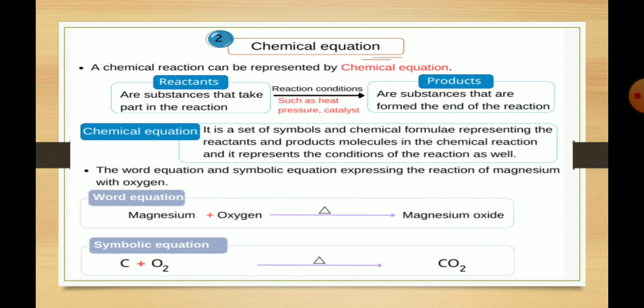First of all, we are going to talk about the word equation. Magnesium plus oxygen, by heating we get magnesium oxide. And symbolic equation, C plus O2, by heating CO2.